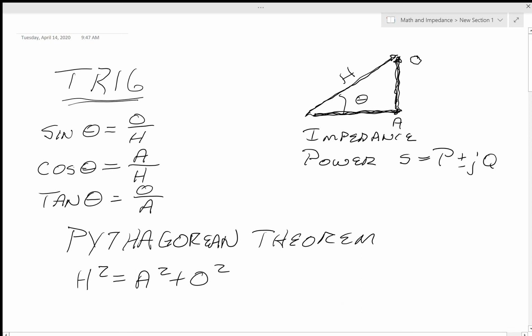Okay, so we're looking at doing a little bit of math and some impedance again. We seem to be having problems with trig and math and things like that. So here's the stuff you need to do the trig part. Sine theta is opposite over hypotenuse.